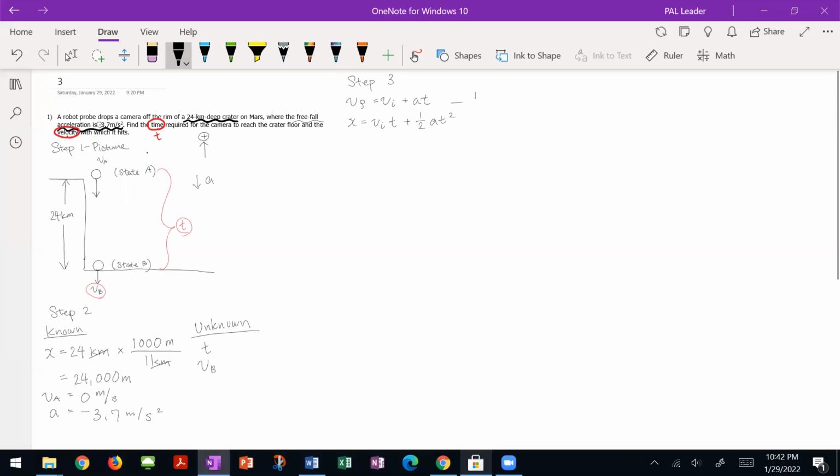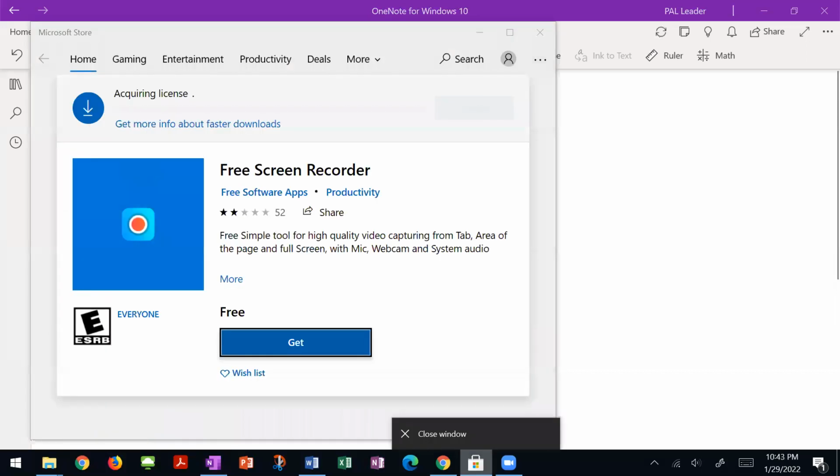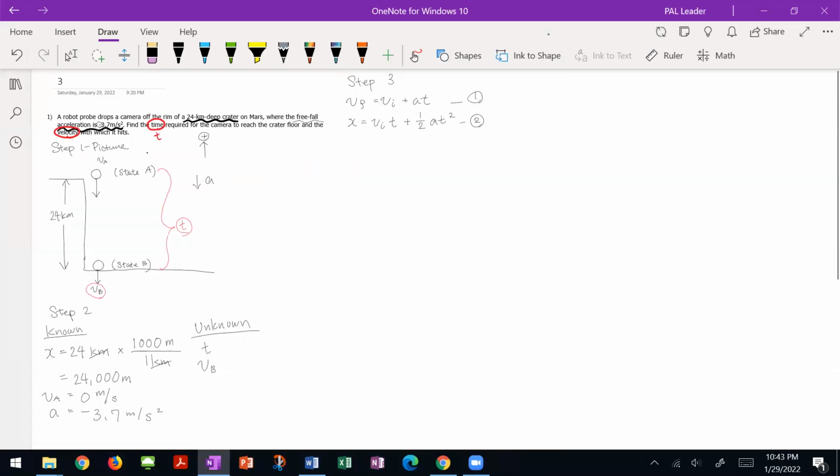The first one is number 1, this is number 2, and the last one will be V final squared minus V initial squared equals 2AX. That is going to be our third equation. And we're going to be referring back to these constantly when we solve our problem.